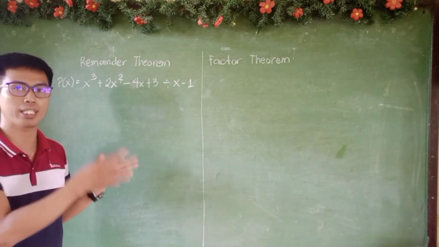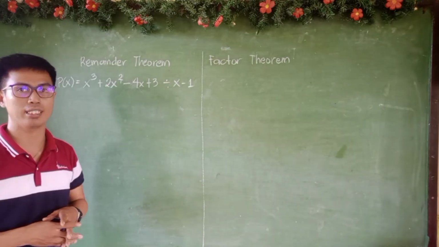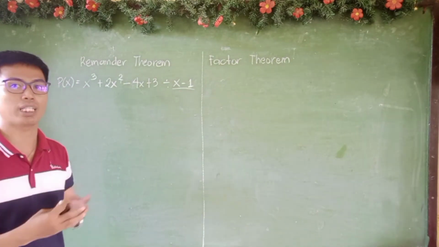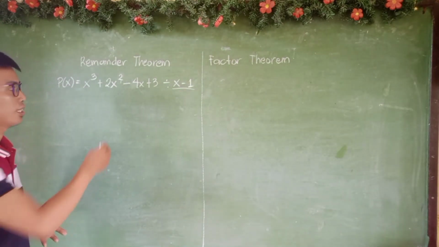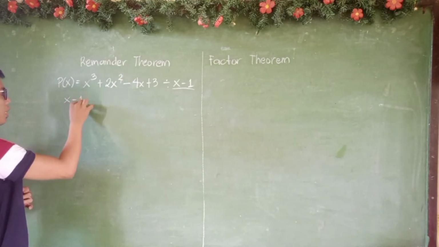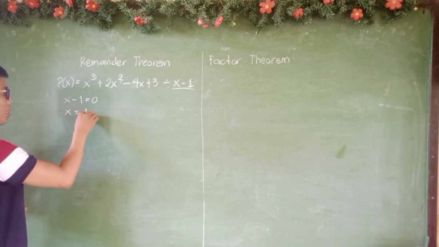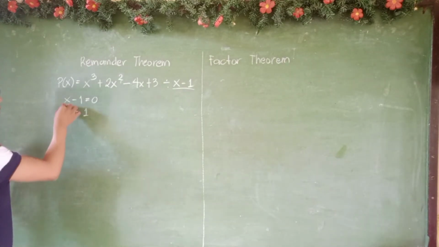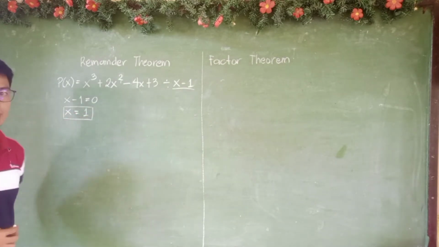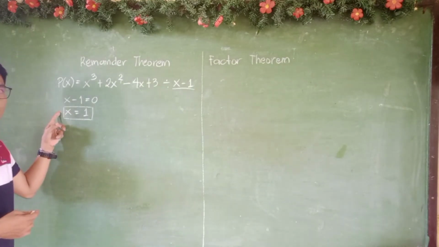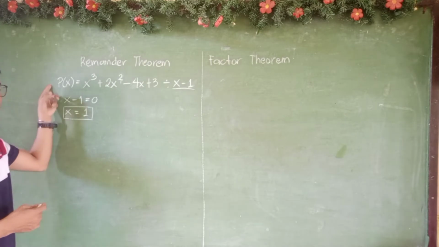Kagaya ng ginawa natin kanina, ganun din ang gagawin natin dito sa given na to. We need to equate the divisor to 0 para makuha natin yung value ng x. So we have x minus 1 equals 0, then x will become positive 1. So we have to know the value of x. After natin makuha yung value ng x, isa-substitute natin yung nakuha nating value dito sa original given.